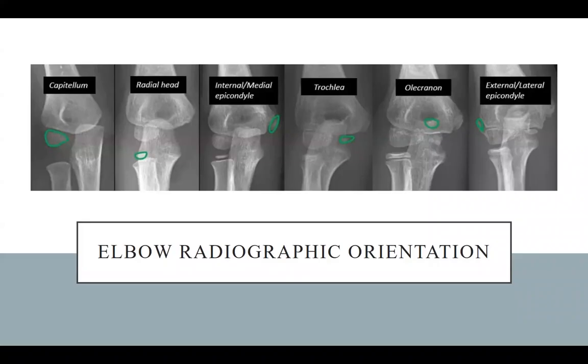Some more radiographic orientation. This highlights some ossification centers. Again, the mnemonic CRITOE can help you remember what that consists of. And something important to note is that the trochlear and olecranon centers are often multicentric and should not be mistaken for fracture fragments. But the internal epicondyle always ossifies before the trochlear. It's also a key thing to note.